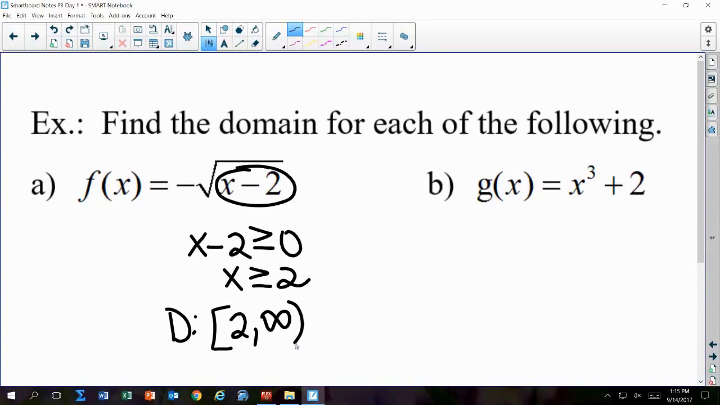All right, let's look at B. Does B meet any of those credentials? Is B a rational function? Do you see a fraction? No. Is B an even radical? No. Is B a trig function? No. So is there going to be any problems with the domain? Do I have to do any restrictions? No. So if there's no restrictions and it's all real numbers, you can just write that from negative infinity to infinity.